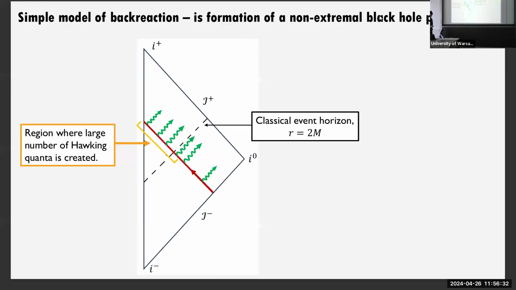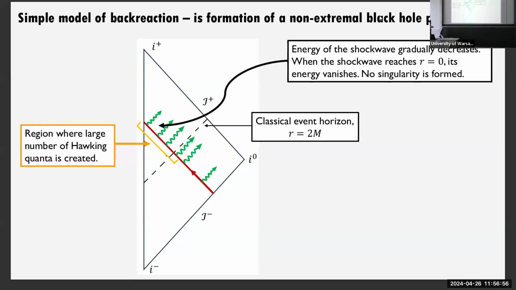And in such a picture of evaporation, we wouldn't really get a black hole, because those Hawking quanta are created along the way somewhere near the shockwave, and then the shockwave just gradually loses its energy. So the horizon shifts, and as long as one Hawking quantum is created, the horizon shifts and shifts and shifts. And when we get to later times, it evaporates completely, but before the horizon is even formed.